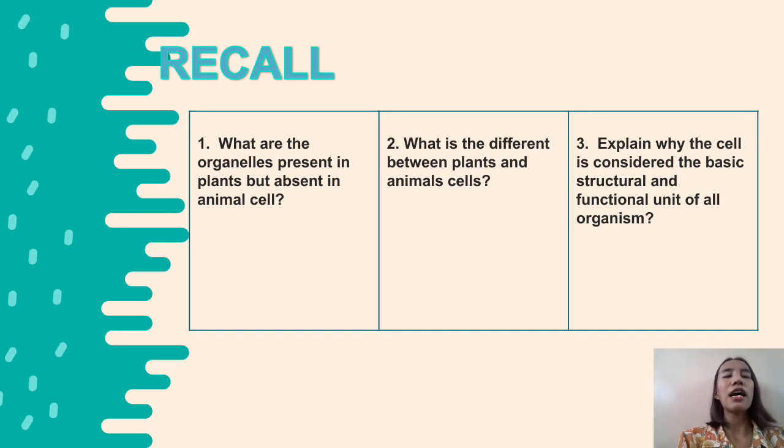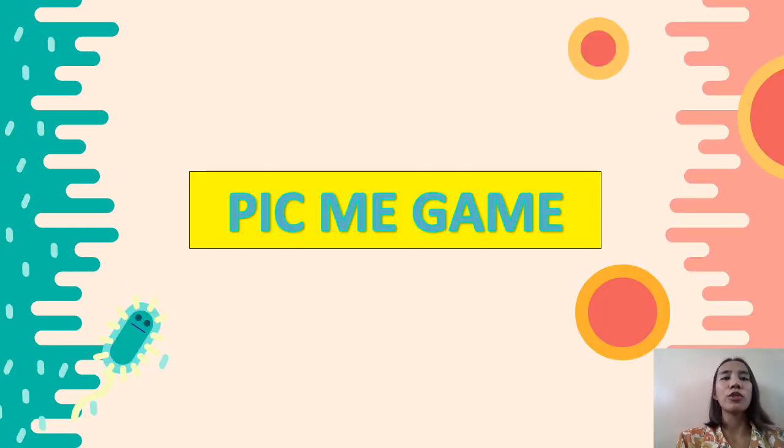Very good. So now, before we proceed to our new topic, let's have a game first. This game is titled Pic Picking. I have here a set of pictures. You need to use the pictures as your clues to complete the word in the box. Is that clear? Please thumbs up if you still hear me. Okay, you still hear me. Very good. So now, let's start.